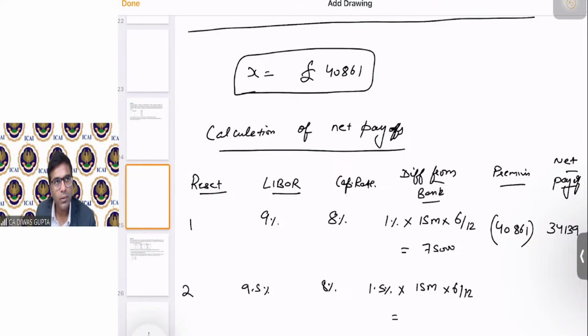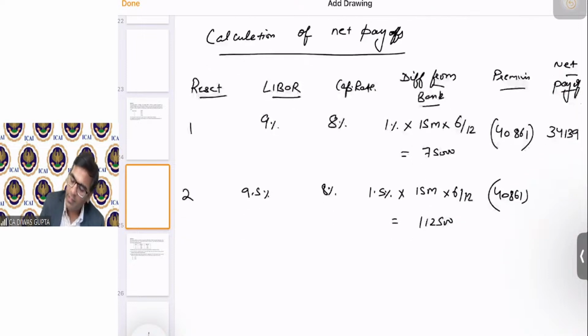1,12,500. Correct? 4861 will still continue as an amount. So the net amount comes as 71,639.